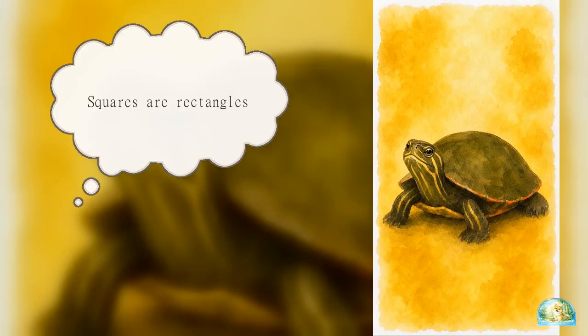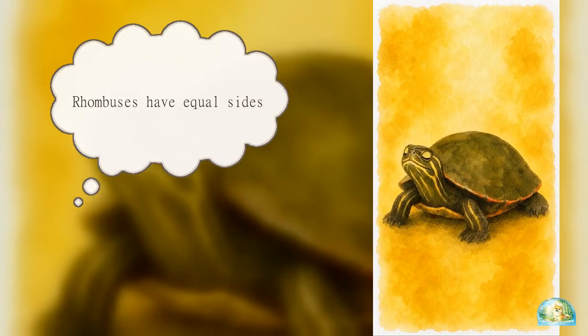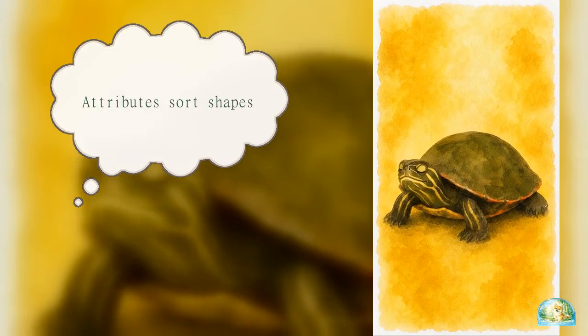Squares are rectangles. Rhombuses have equal sides. Attributes sort shapes.